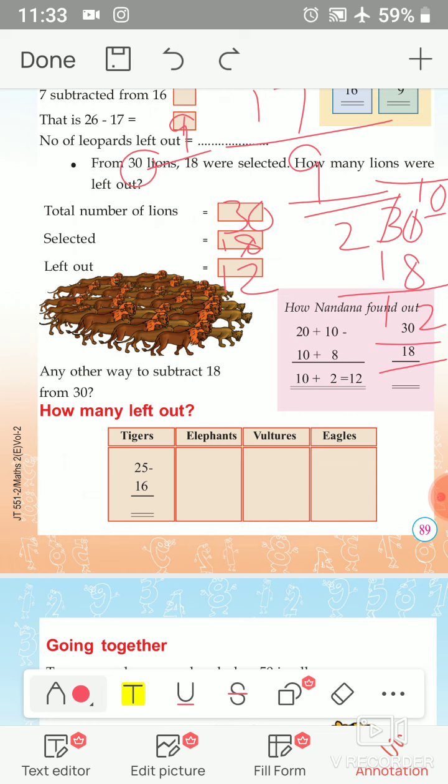So what will we do? Usually we borrow 1 from the nearest number. That 2 becomes 1 and 5 becomes 15. Then 15 minus 6 is 9.